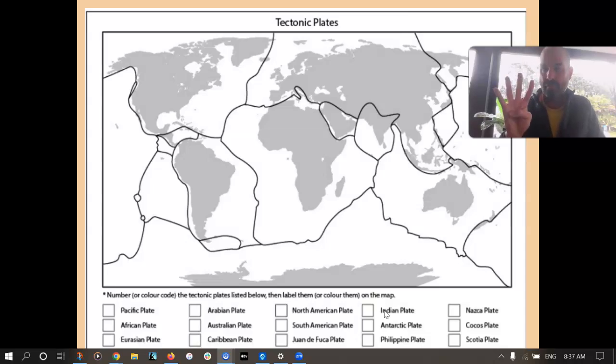So I want you to draw at least 4 plates that are touching. So you could be in this area right here and just draw those 4 plates. You could be over here and draw some plates. Okay, so in your notebook, draw the plates and then try and name them.